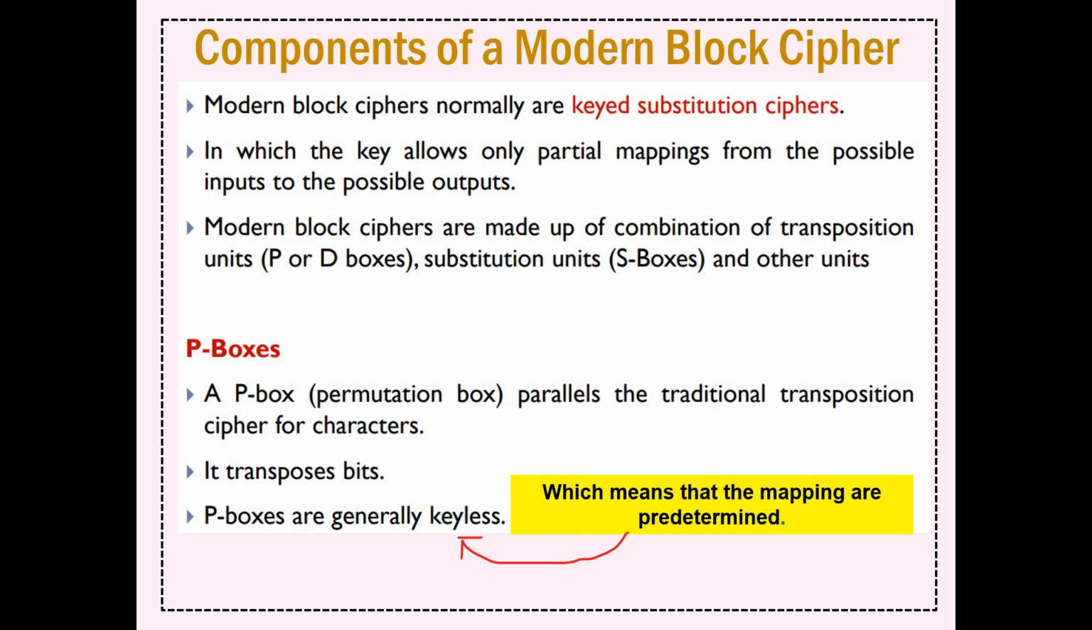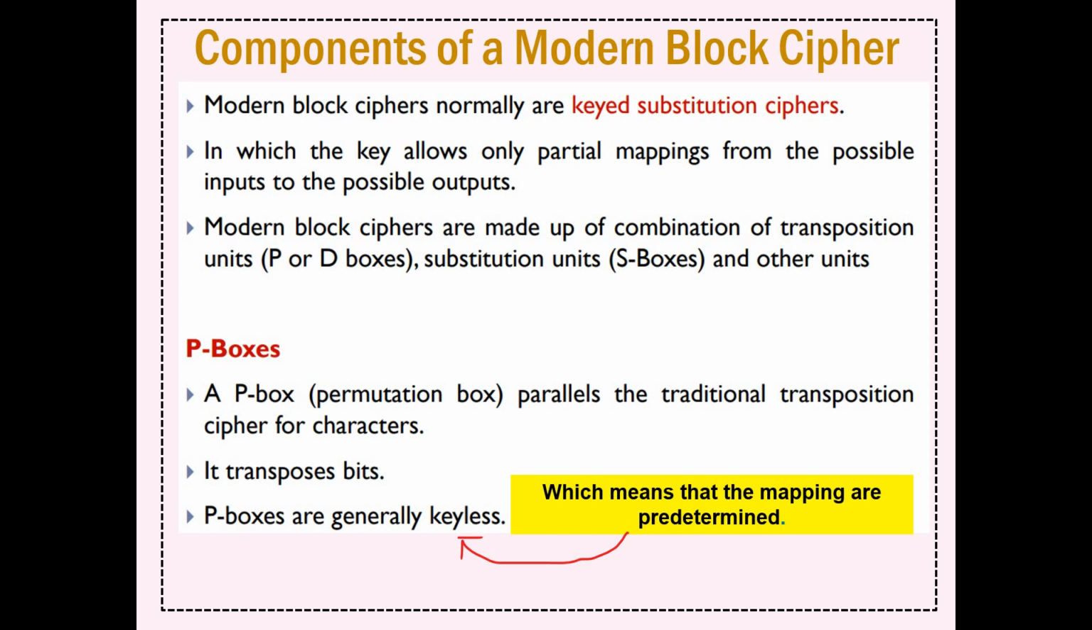P stands for permutation box. You can see it in the next line. The P-box parallels the traditional transposition ciphers for characters, and since we are not dealing with characters now but with bits, it transposes bits as well. The process is keyless, which means the mappings are predefined. Please make a note of this single word: wherever you find keyless, it means the mapping has been predefined. Now, what is mapping? I will let you know after this.